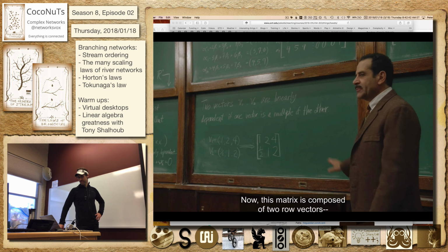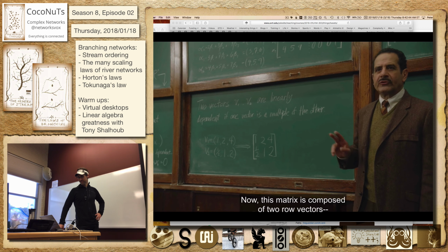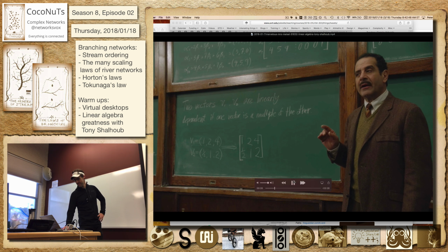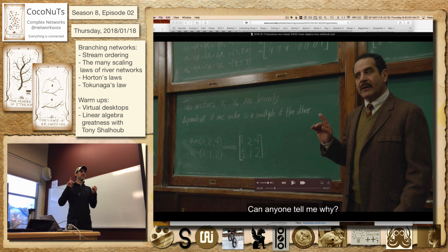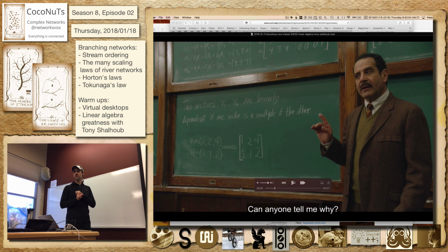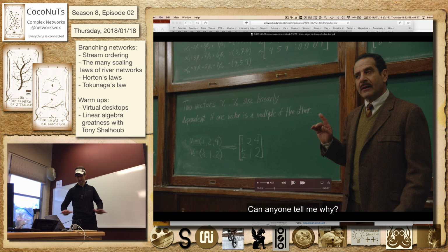Now, this matrix is composed of two row vectors, v1 and v2, but the rank is only 1. Okay, so I've got to say that he's just found out that his daughter, from what I understand, has split up with her husband, right? So he's very sad about this breakup in the family. That's what's going on. So that's the background.